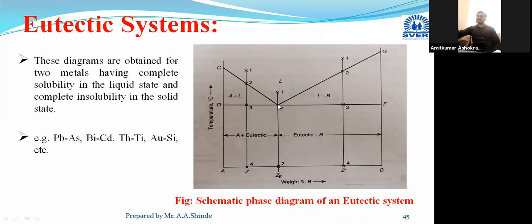Then when temperature reaches point E, whichever amount of liquid is present undergoes eutectic transformation at this particular temperature, that is the eutectic temperature, and this liquid gives a mixture of two different solids. Hence below this point E, up to room temperature or up to point 2, only a mixture containing two solids will be there. I will show you the diagram for this.